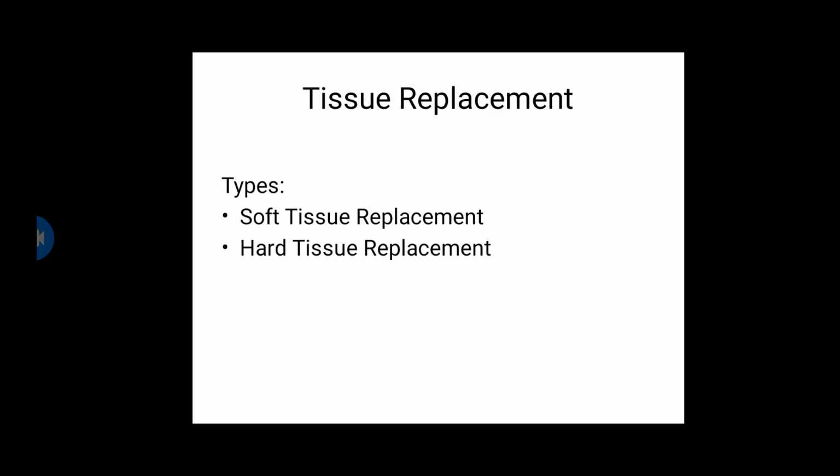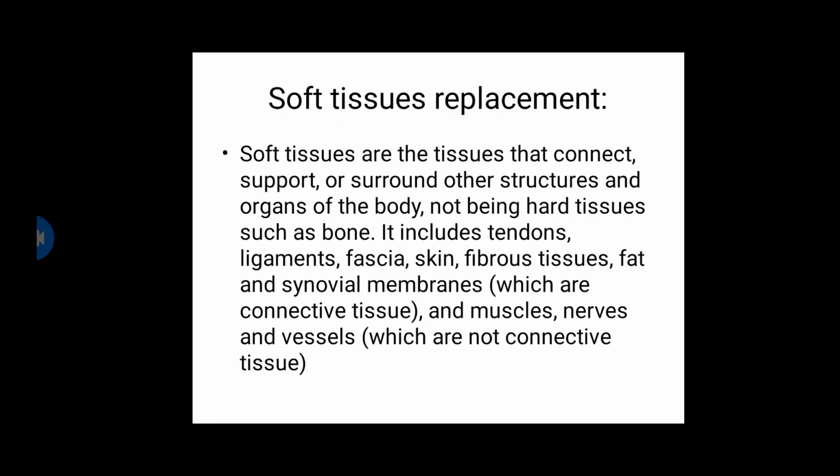There are two types of tissue replacements. The first one, soft tissue replacement, and the last, hard tissue replacement. Soft tissue replacements. So, before going into the topic, first we see what are soft tissues, and what are their examples.